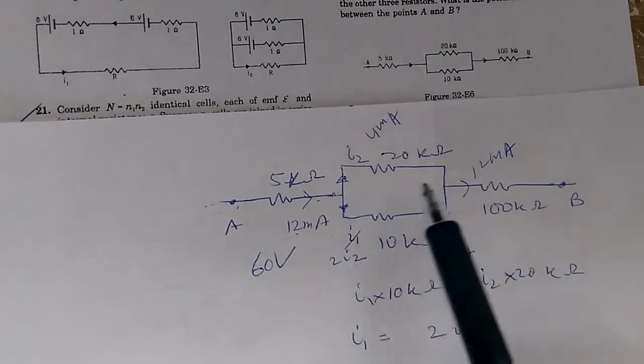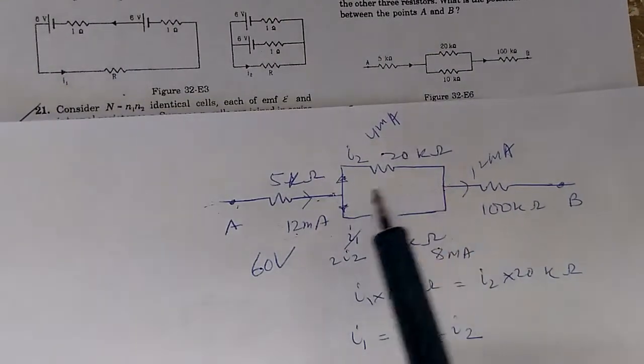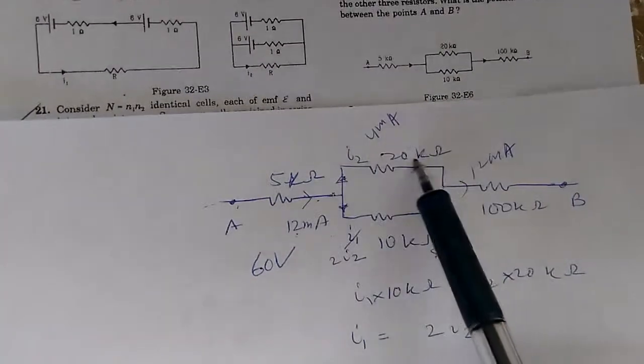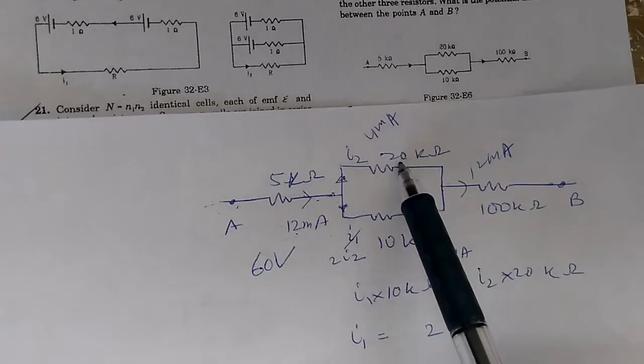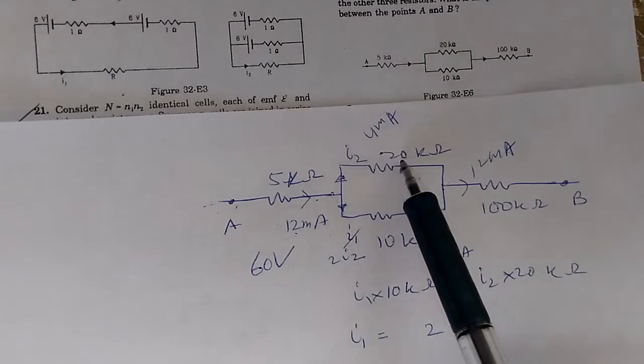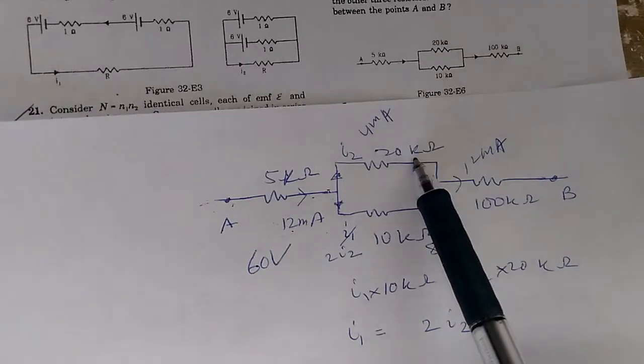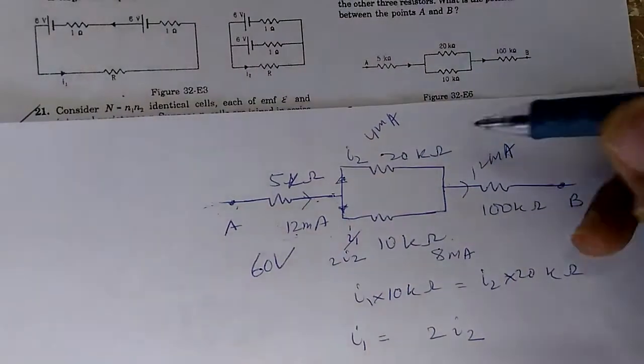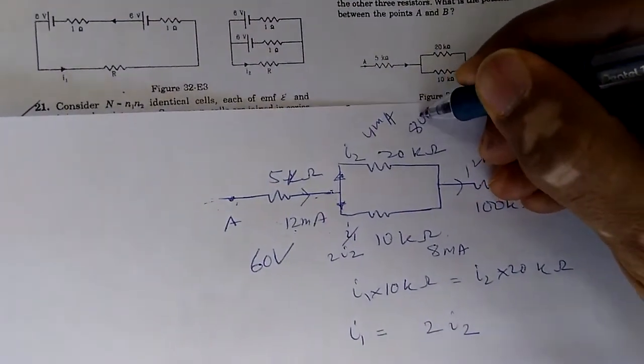Now for the voltage between this and this, you can take either this branch or this branch. Let us take this branch, then 4 milliampere multiplied by 20 kilo ohm. 4 into 2, 80, milli and kilo cancel. 4 into 2 is 80 volts. So we have 80 volts here.